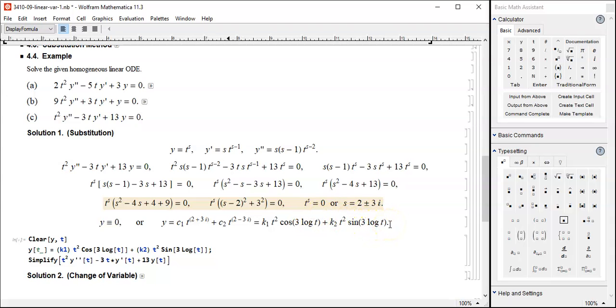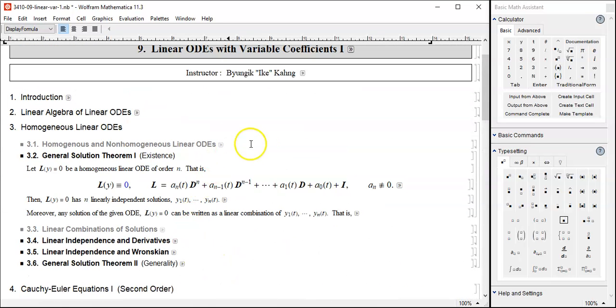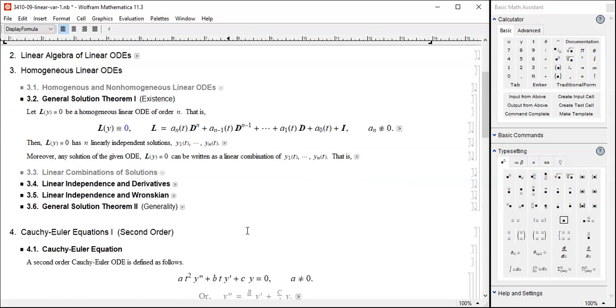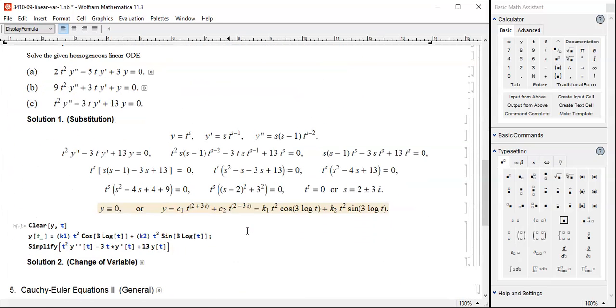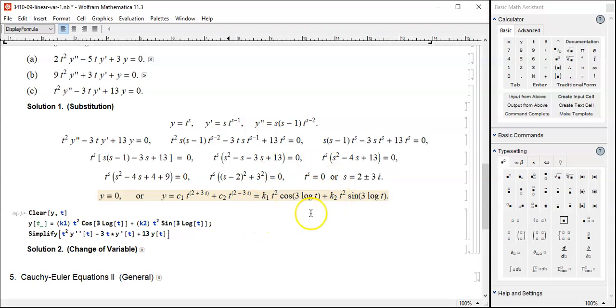Why do we have this log of t popping out again? I'll explain that in a separate video when we go over change of variable method. At this moment, just regard it as a formula method. Is it okay? Yes, it's okay, because in this general solution theorem, we proved it's okay. No matter what method we select, if we have a linear combination of linearly independent solutions, that is the general solution. So this is perfectly legitimate.